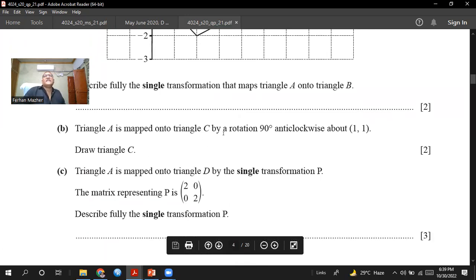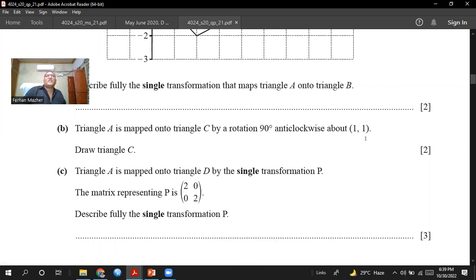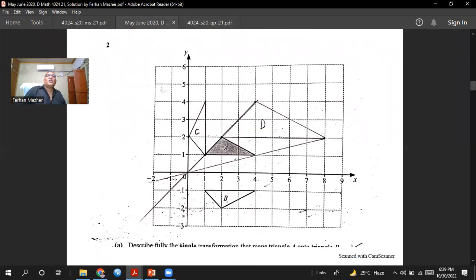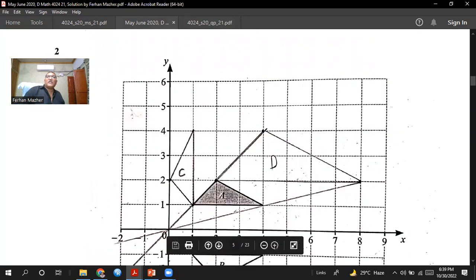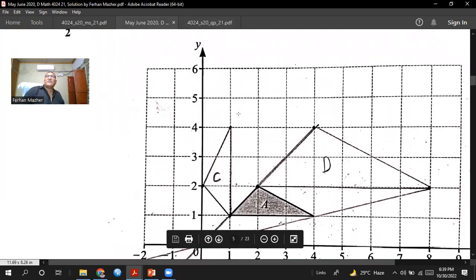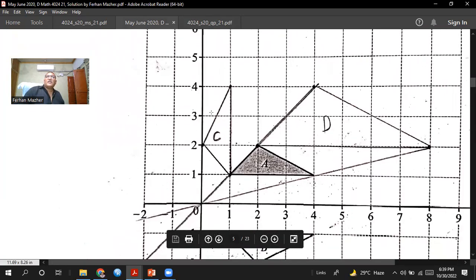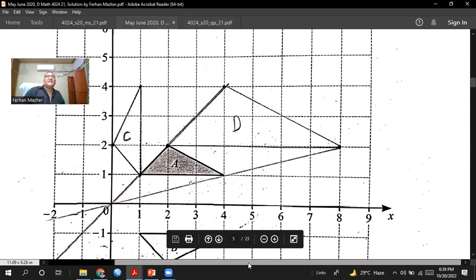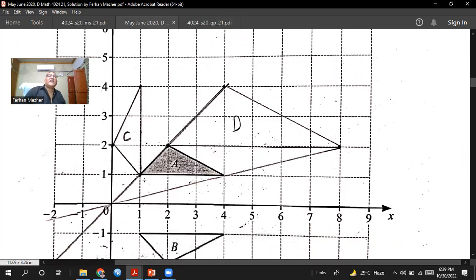Okay, so we are going to the next question, and it says triangle A is mapped onto triangle C by a rotation of 90-degree anti-clockwise about (1,1). Draw the triangle C. Okay, so this is A, and let me show you so it becomes easy. Here we have the center of rotation, which is (1,1). This is the triangle A.